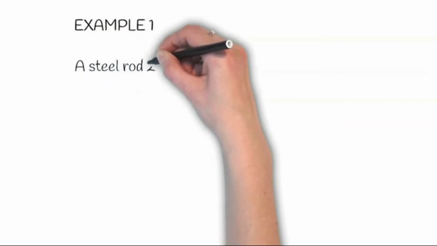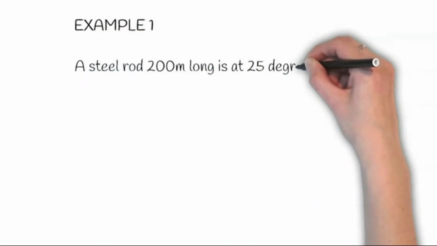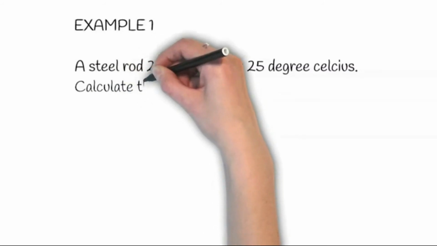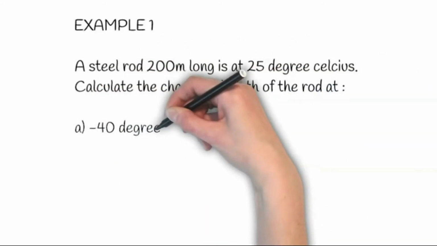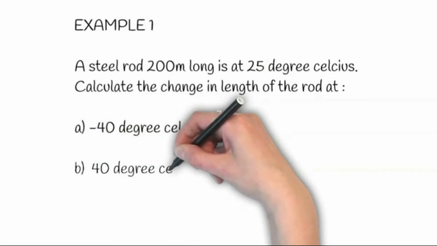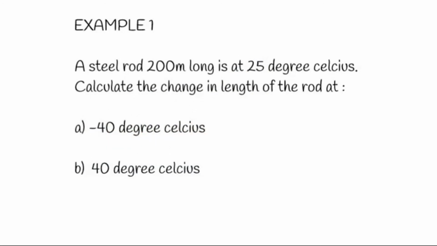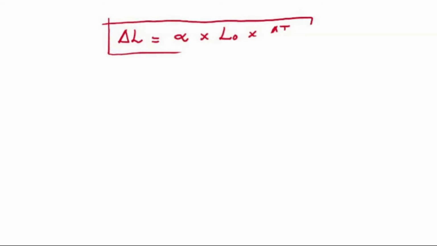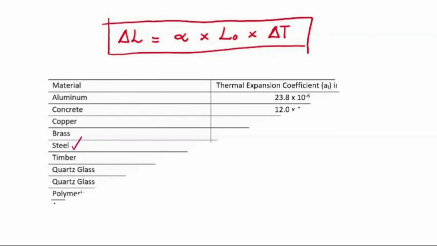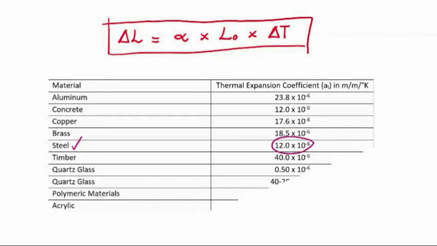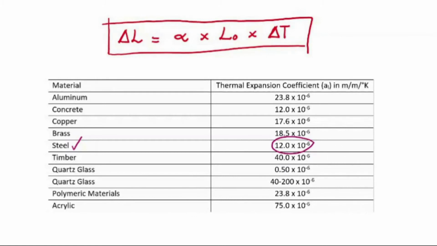Example 1. A steel rod 200 meters long is at 25 degrees Celsius. That's the initial temperature. You need to calculate the change in length of the rod at A, negative 40 degrees Celsius, and B, 40 degrees Celsius. So essentially we have to use this equation, and we need to determine what alpha is for the steel, and we can find the alpha from the table of linear expansion coefficients, where the value is 12 times 10 to the negative 6.